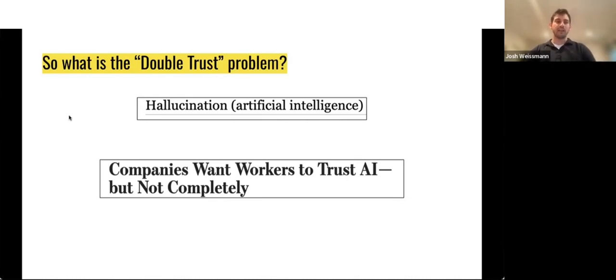And the second one is that when companies see their employees making use of AI, whether it's a chatbot or who knows what it is, maybe it's an ML model, the companies want workers to trust AI, but not completely. Right? They're seeing lots of situations where workers are overly trusting, and they want to avoid that.